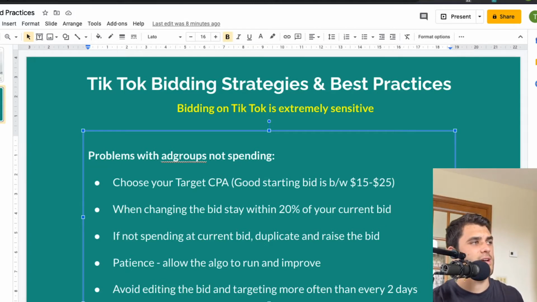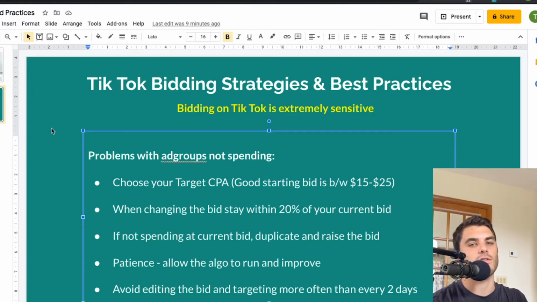So, guys, let's look at this slide right here. Like I said, the TikTok bid is extremely sensitive, and a lot of times we have problems with the ad group not spending. If you're new to TikTok, the ad group is basically like an ad set on Facebook. So you want to choose your target CPA, or what is your goal per purchase. Usually I like to keep this between $15 and $25. It also depends on what product you're selling and the price of that. But for a first bid, $15 to $25 is a good starting point.